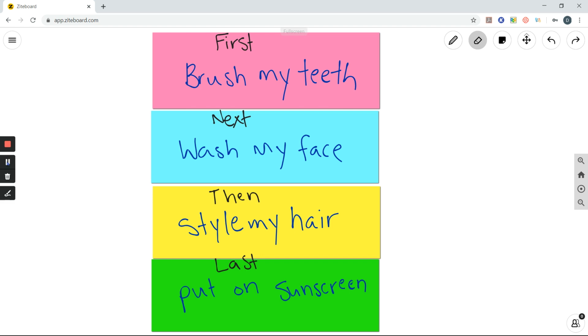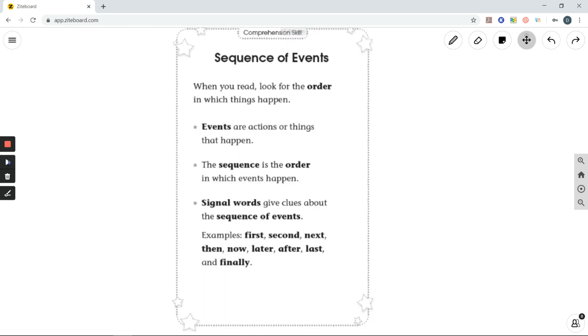Certain nonfiction texts also follow a sequence or order of events. When a nonfiction writer wants to explain how something happens, they record the information following a sequence of events. When you read, look for the order in which things happen. Events are the actions or things that happen. The sequence is the order in which events happen.